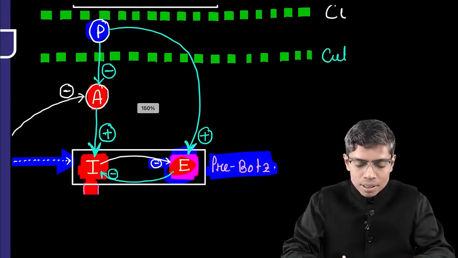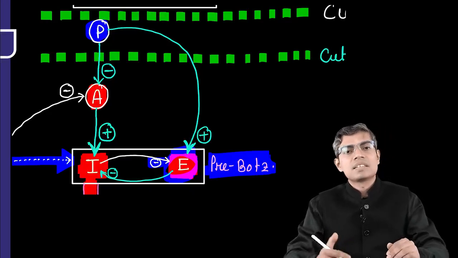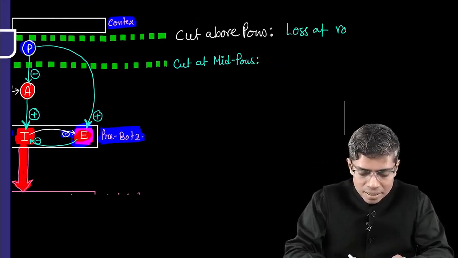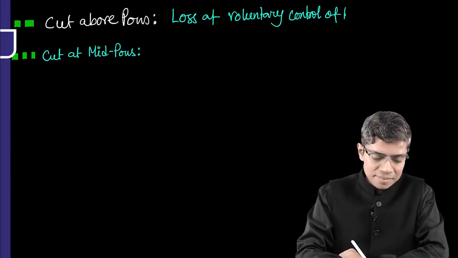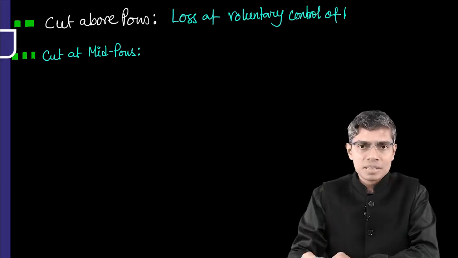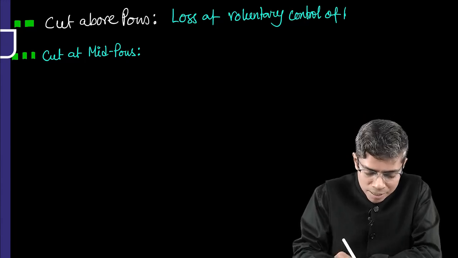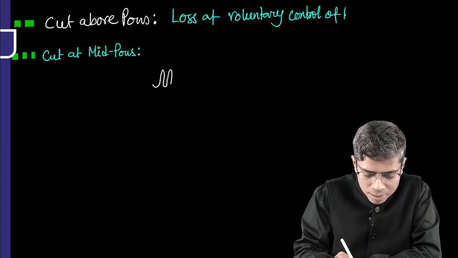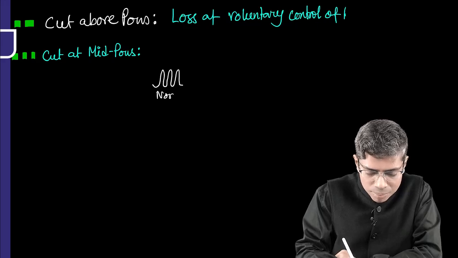So what will happen to the respiration? I told you already repeatedly that respiratory depth will be prolonged. So I am writing here cut at the level of mid Pons. Okay, what will be the effect if you use a spirometer? If you record this kind of breathing with a spirometer, spirometer recording we have already discussed. Suppose this is the normal breathing of the experimental animal.